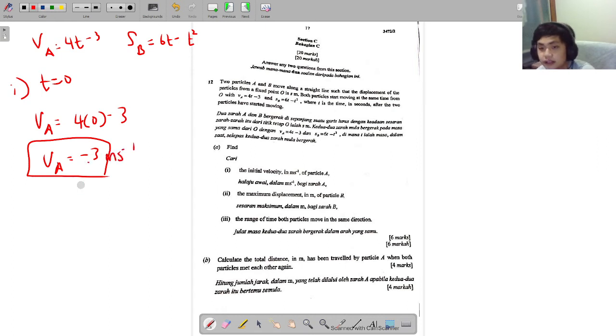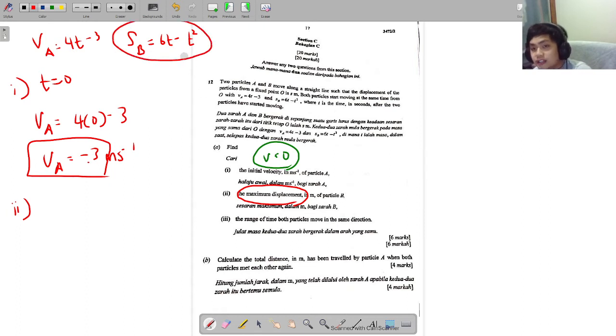Because negative, right? So part 2, what is the maximum displacement of particle B? To find maximum displacement, what we are always looking for is when the velocity is 0. That means when the particle stops moving, that's how far it's going to travel before it restarts its movement again. So we need to find a velocity equation for displacement.